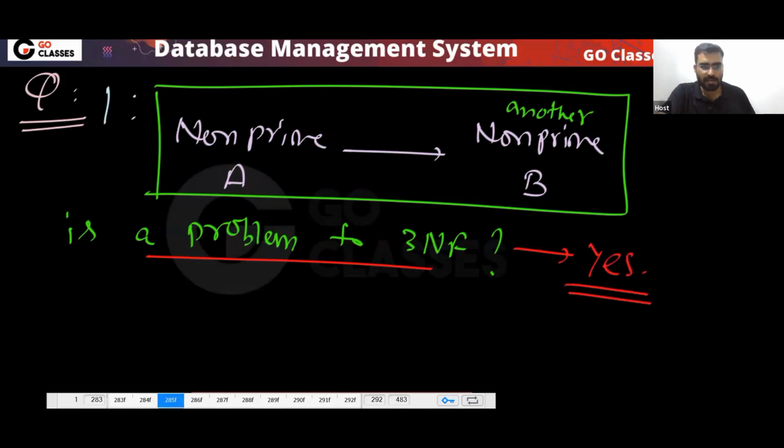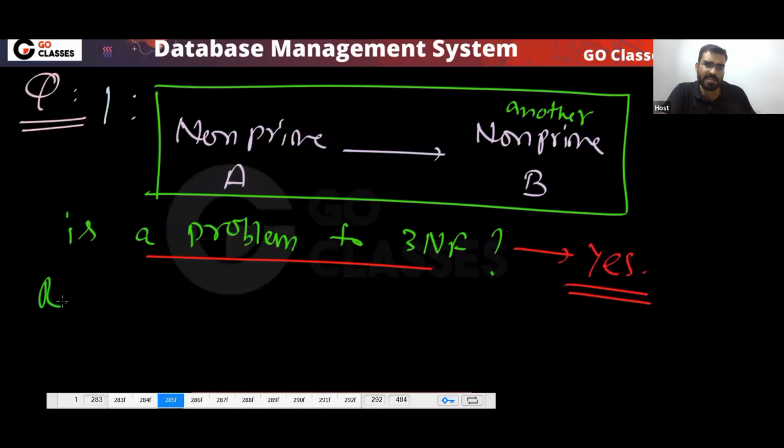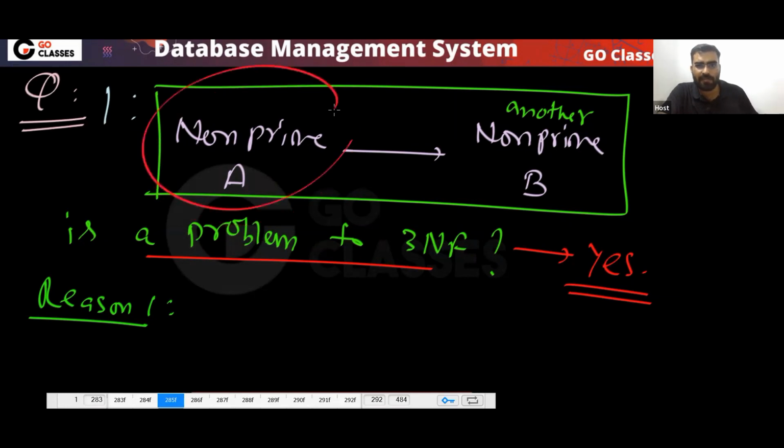I can give you many reasons for this. But what is reason number one? Reason number one is very simple. This is not a super key, right? Yes or no?